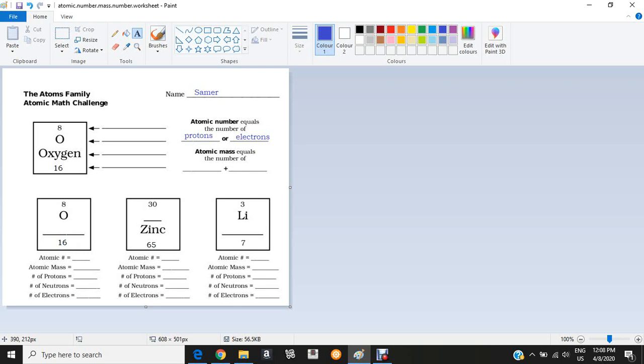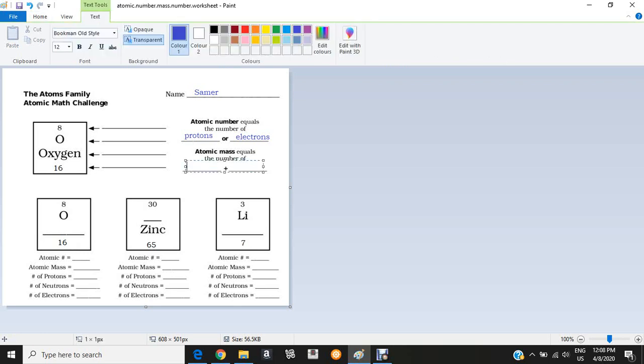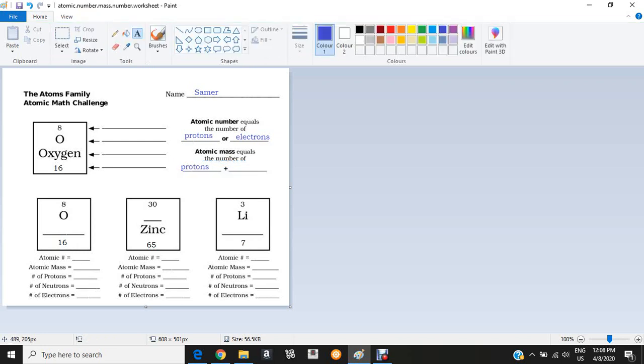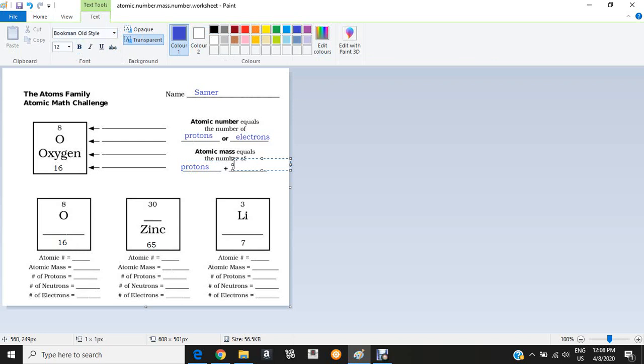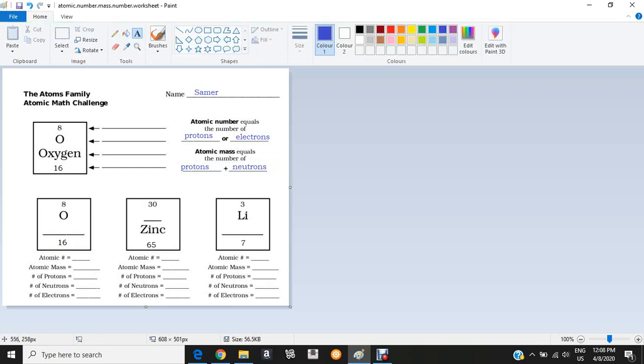So the atomic number, which is the number of protons, is equal to the number of protons or the number of electrons. Now the atomic mass is a combined number. It is equal to the number of protons plus the number of neutrons. Again, if you go back to the PowerPoint presentation, you will find that in the last slide.